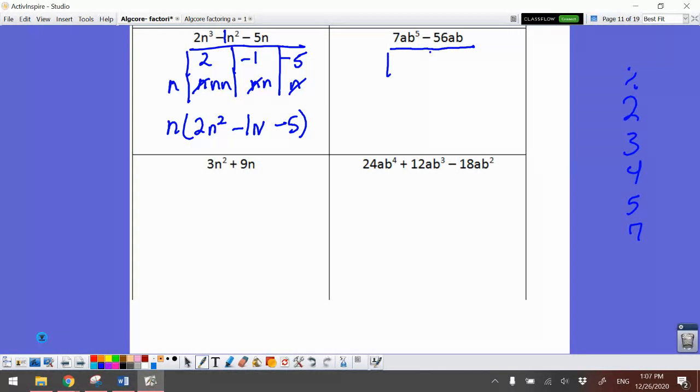All right, let's look at this one. 7a to the 5th power minus 56ab. Well, I see a 7, so obviously 7 is going to have to come out. 7 divided by 7 is 1. Negative 56 divided by 7, that's a negative 8.